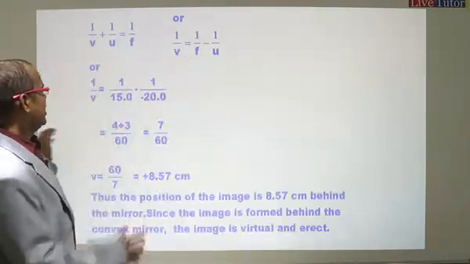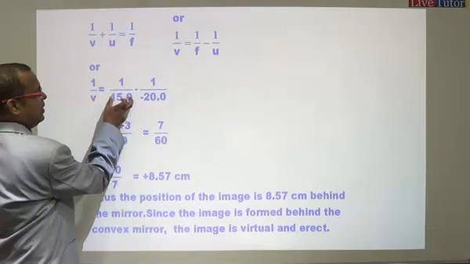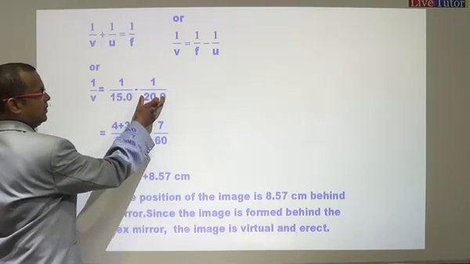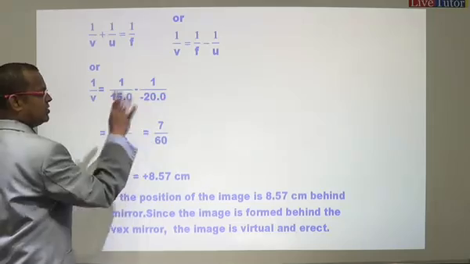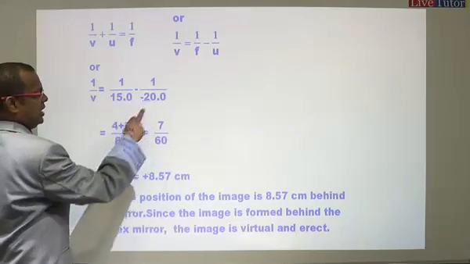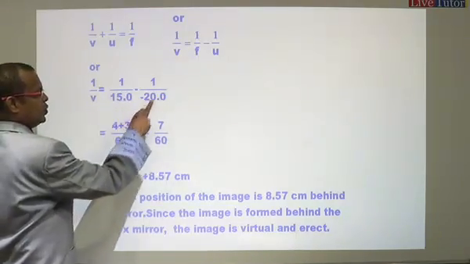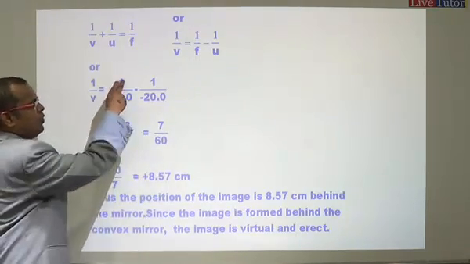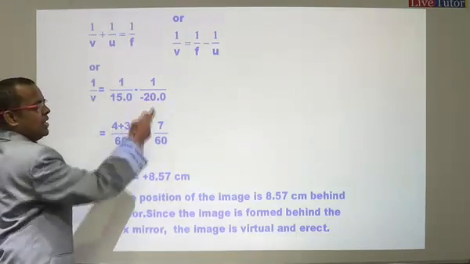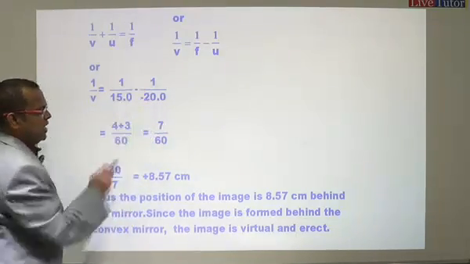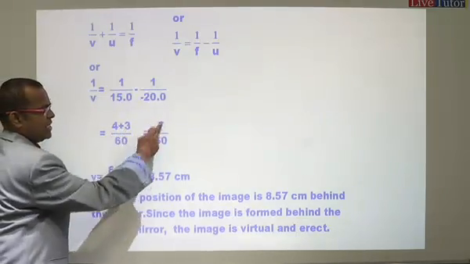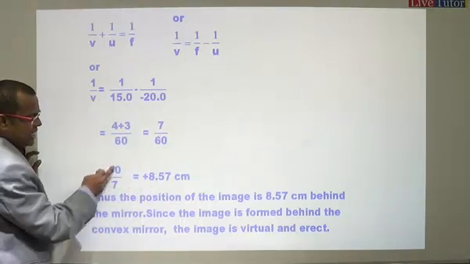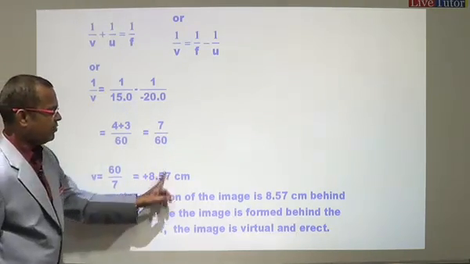Now substitute the values. Focal length is plus 15. Object distance is minus 20. Already minus is there, minus into minus will become plus. Now what LCM have we taken? For 15 and 20 we have taken 60 as the LCM. 4 times 15 is 60, so 4 into 1 is 4. Similarly 3 times 20 is 60, so 3 ones are 3. So 4 plus 3 is 7, that is 7 by 60. Take the reciprocal because it is 1 by V. So V is 60 by 7, which is nothing but 8.57.